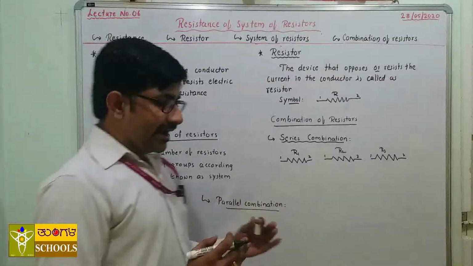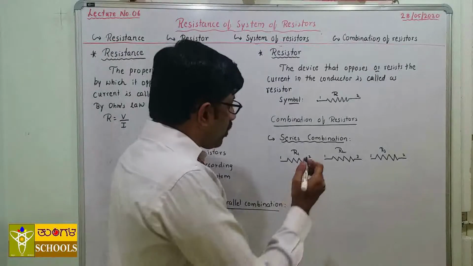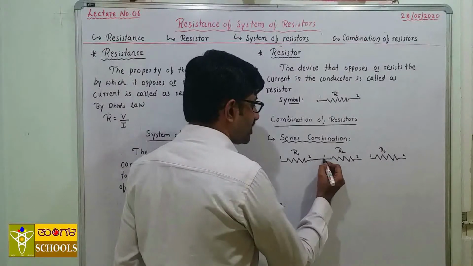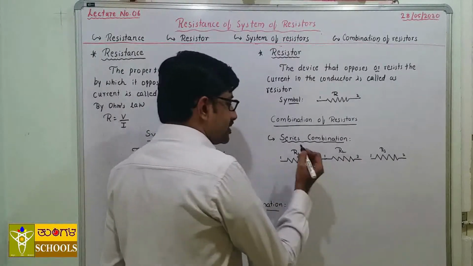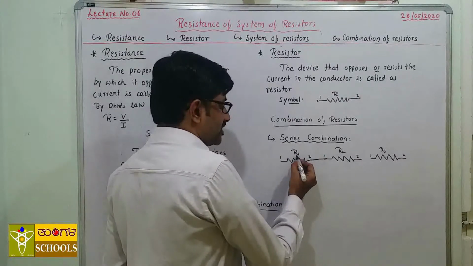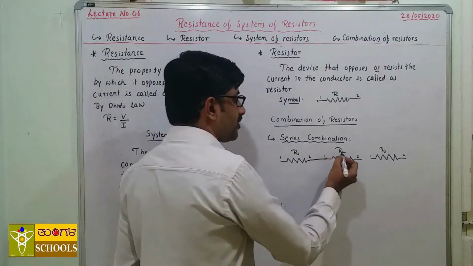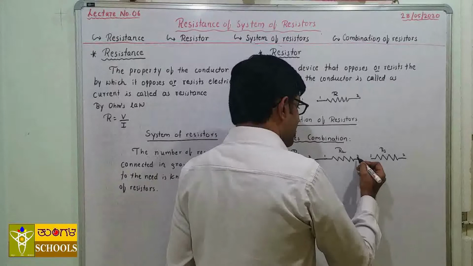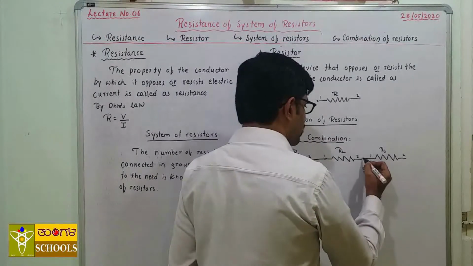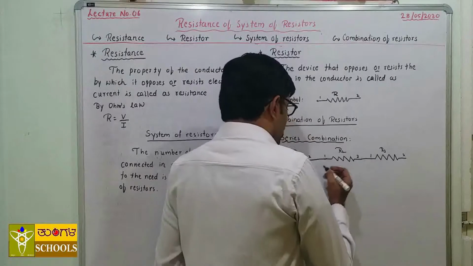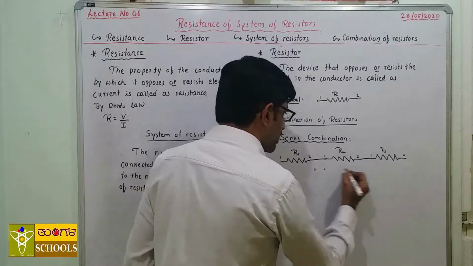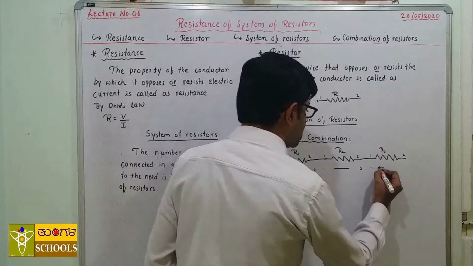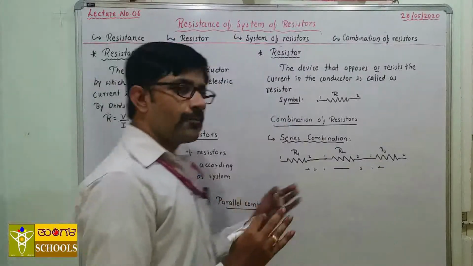Now, how do you connect the series combination? The second end of the first resistor is connected to the first end of the second resistor. Similarly, the second end of the second resistor is connected to the first end of the third resistor. So it is of the pattern 2, 1, 2, 1. This is known as series combination of resistances.